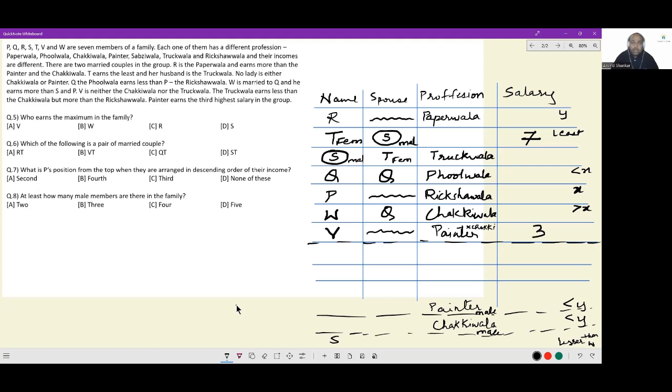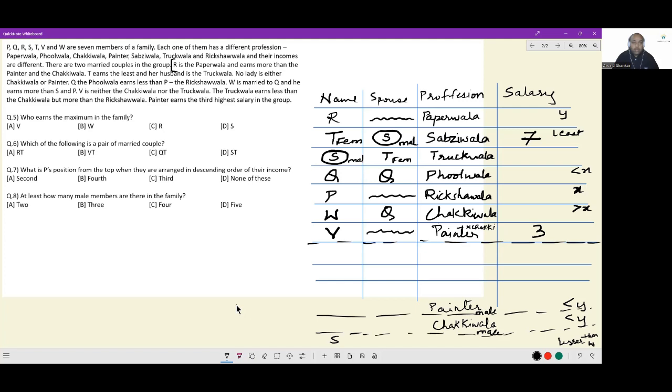Now the only profession left is sabzi wala. So this is sabzi wala. And now we have pretty much filled out the first 3 columns. The only column left is the last one. I will go ahead and try to fill that up now.